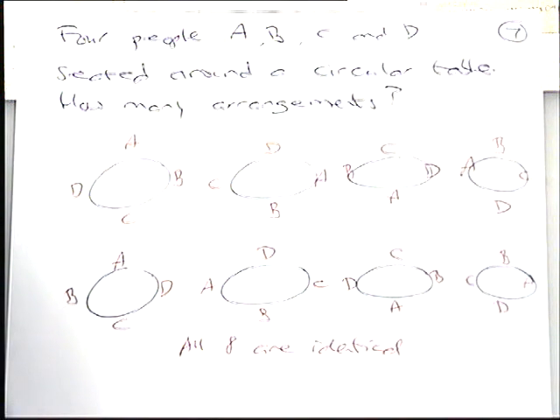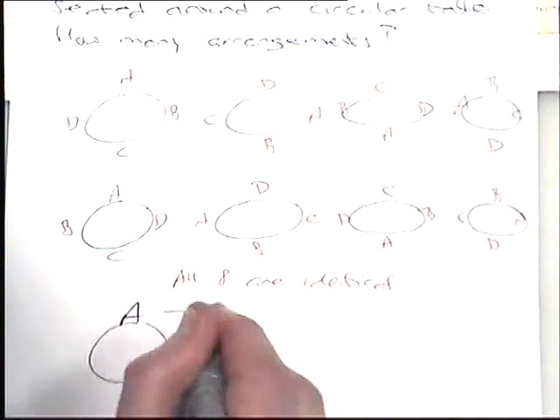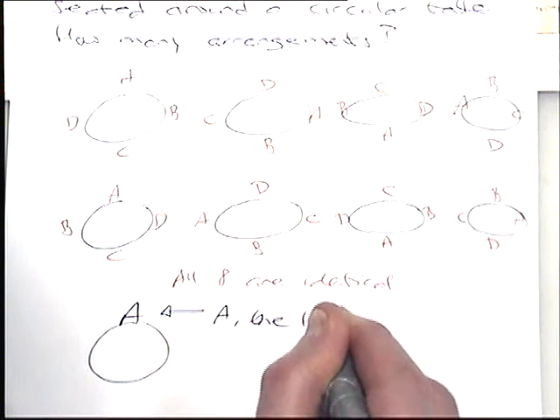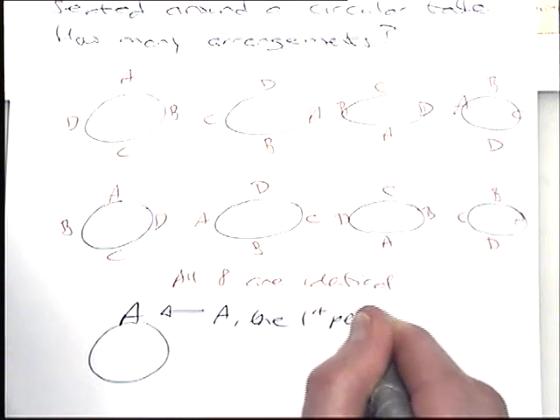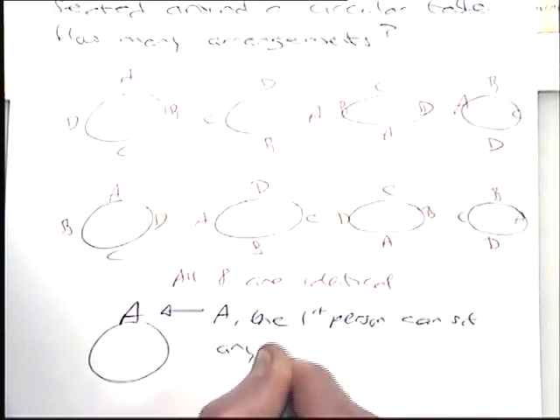So let's decide first of all on our table. To start off with, we are going to seat A. Does it matter where A sits? No. It's really important that A, the first person, can sit anywhere. It makes no difference.